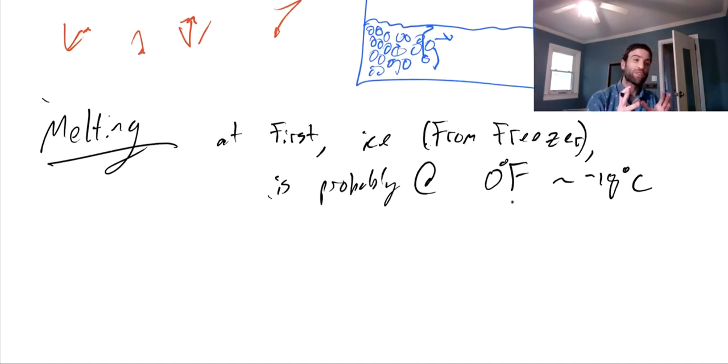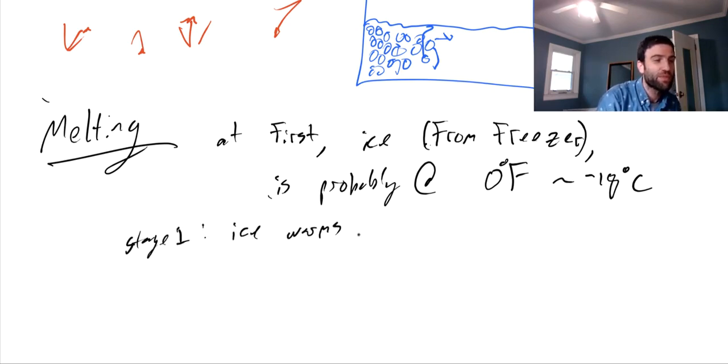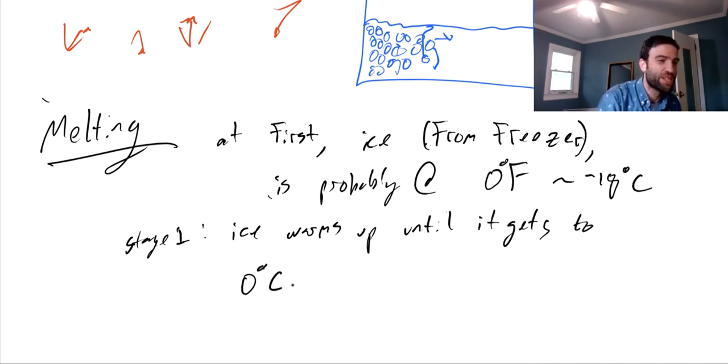Okay, so what happens when you first take the ice from the freezer into the glass of water? Well, the water is at some temperature, maybe it's 5 degrees Celsius or something like that, and at first, heat flows from the hotter object to the colder object, and that goes into increasing the temperature of this ice cube, right? So, stage one, the ice warms up until it gets to its melting point, until it gets to 0 degrees Celsius or 32 degrees Fahrenheit, right?